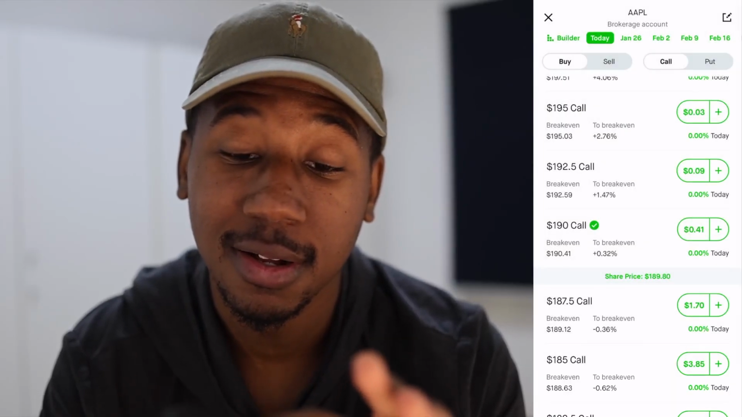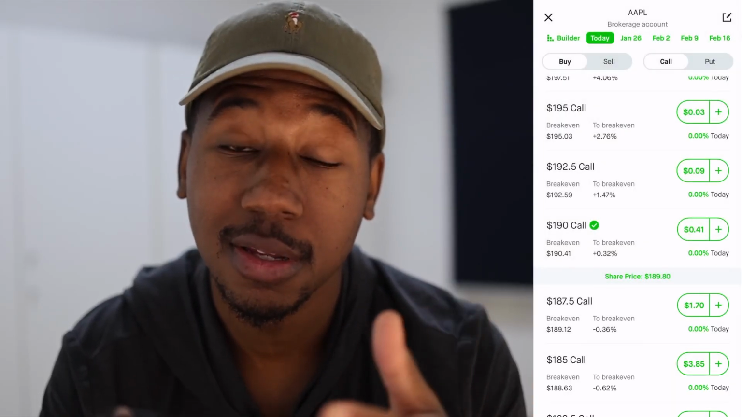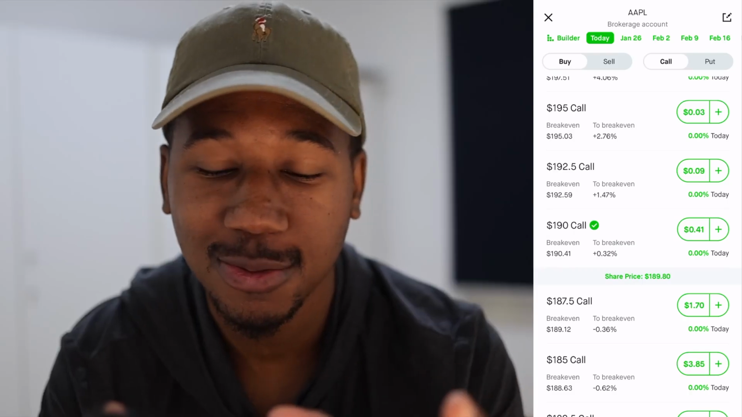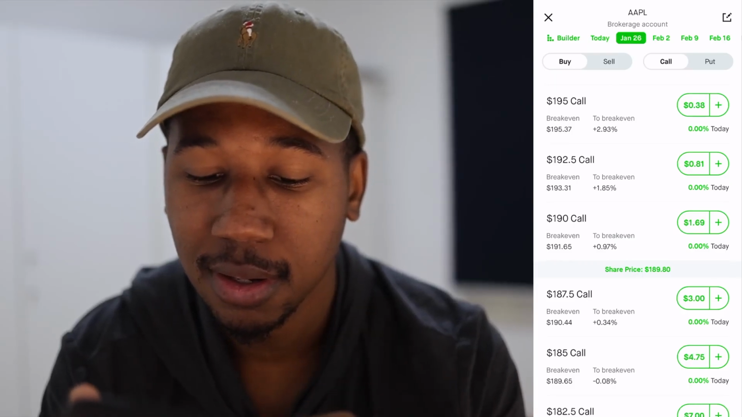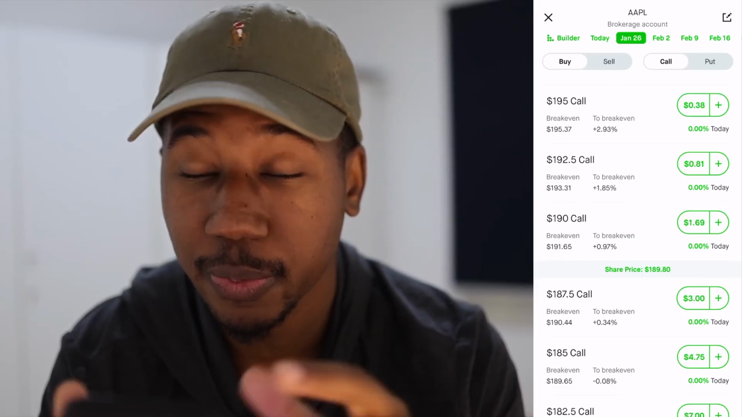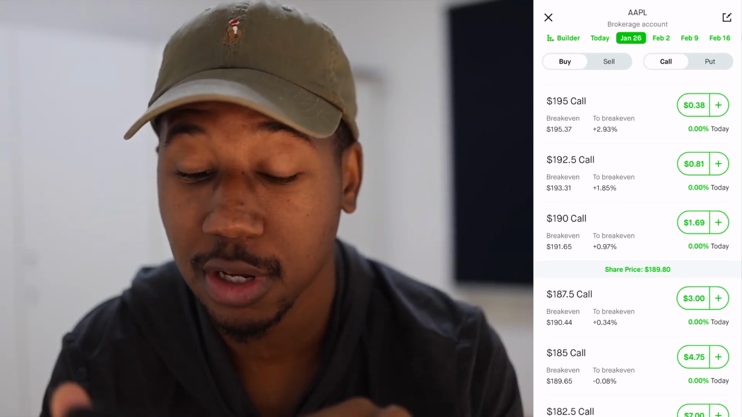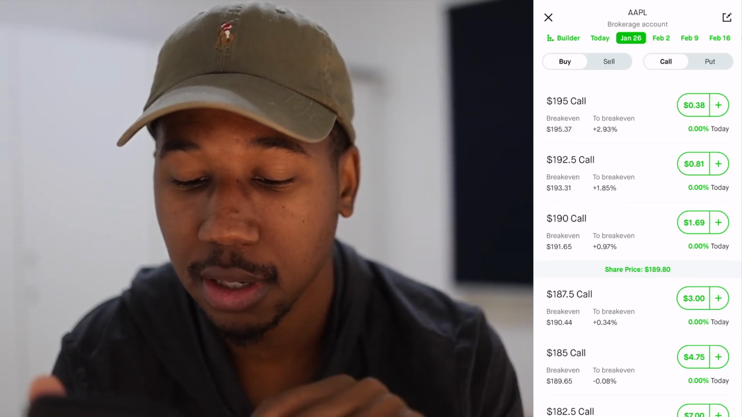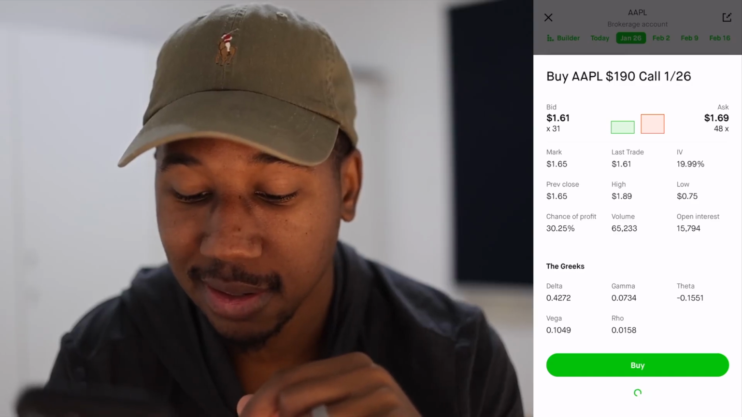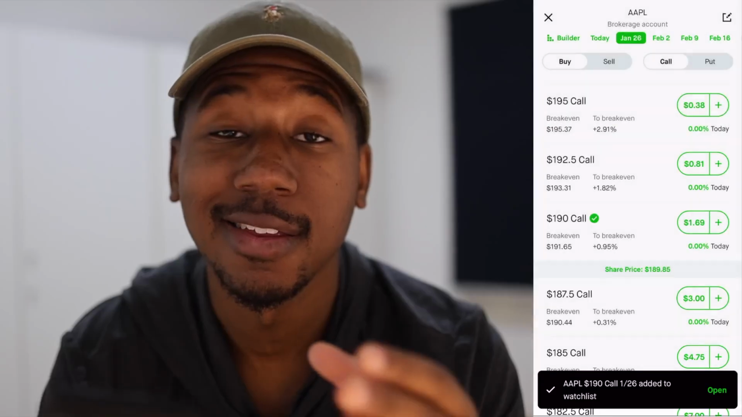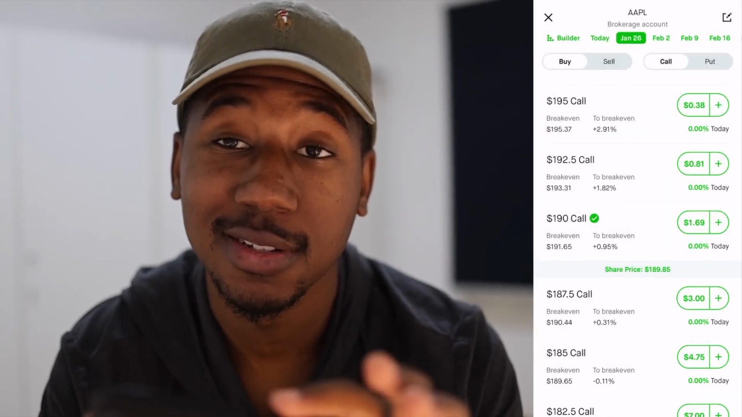And then say I wanted to compare it to how the one for next week does today. You can click on the 190 call. It's a lot more expensive. It's about $120 more for the contract. But you can click on it, add to watch list. And now you have 2 contracts on your watch list.